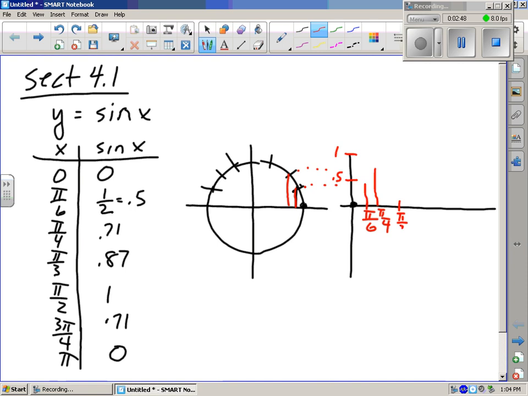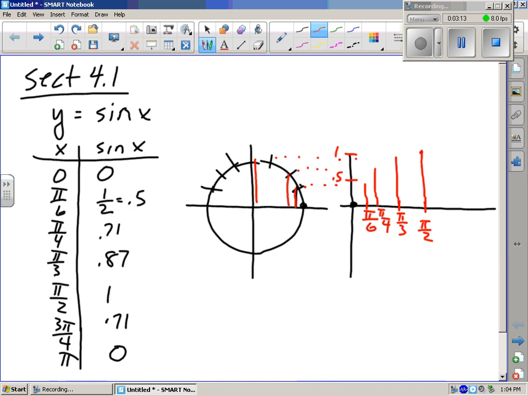Pi over 3 is 0.87, so that's getting up here. That's almost to 1, so it's approximately there. Then I have pi over 2, which is 1, so that's right up to here because it's straight up to the top. So that height goes there.